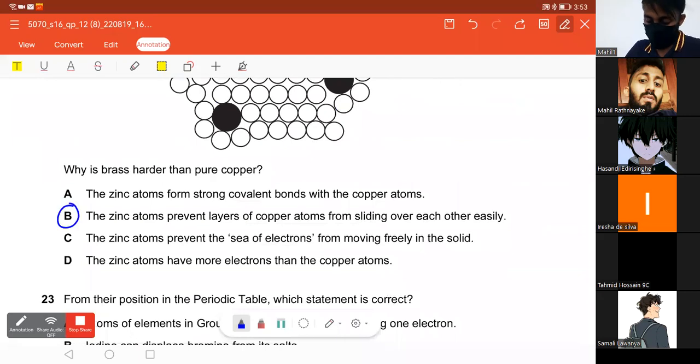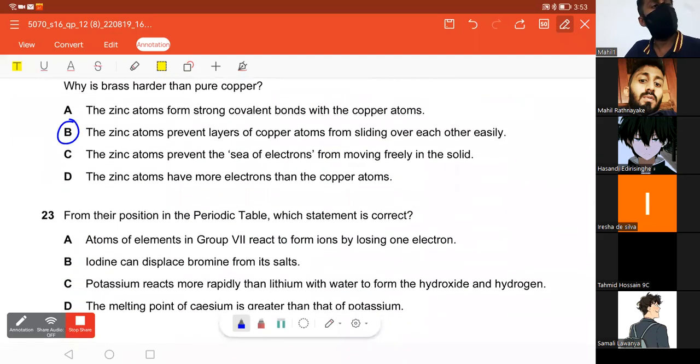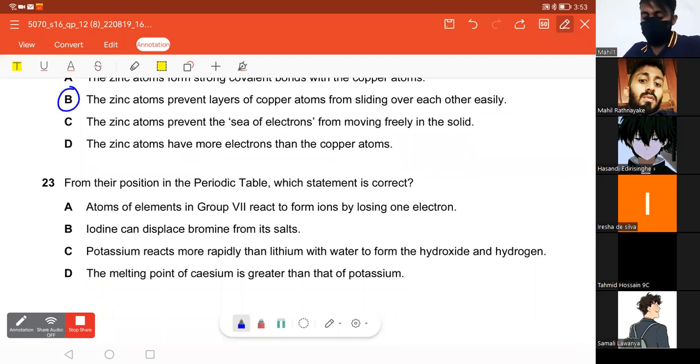Therefore, answer is B. Why? We have to supply a lot of energy. Listen. From their position, which statement is correct? Atoms of the element in group 7 react to form ions losing electrons? No. Group 7s are all non-metals. Non-metals are gaining electrons, not losing electrons. Iodine can displace bromine. Wrong. Why? In group 7, reactivity decreases down the group. Therefore, that's wrong. Therefore, answer is C.